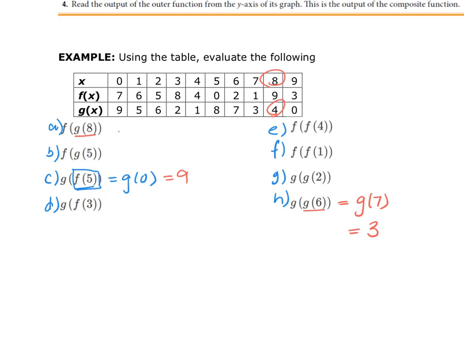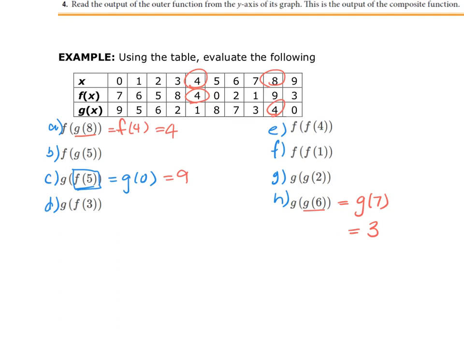So I'm really being asked to find F of 4. So I go to the 4 and I get 1. So G of 8 produces 4. Oh, yeah, sorry, it helps if I'm paying attention. F of 4 is 1. Sorry, it's 4. G of F of 4 is 4. Yeah, I confused myself too.